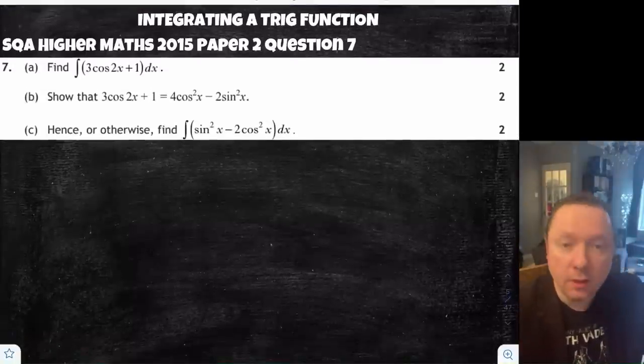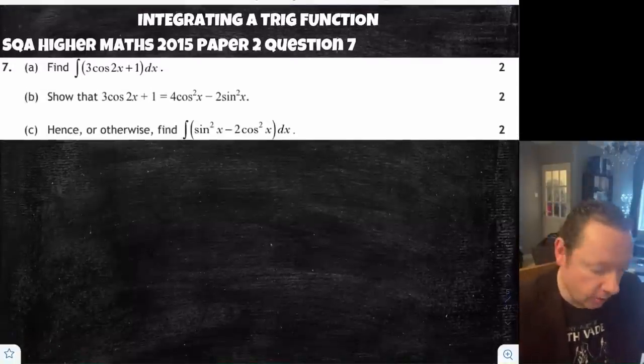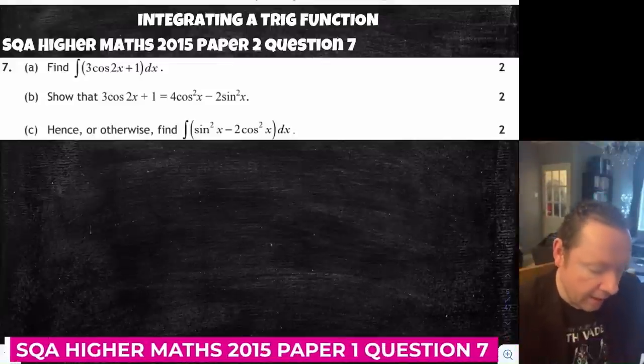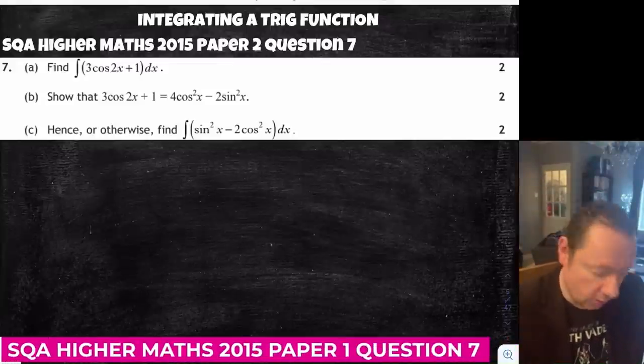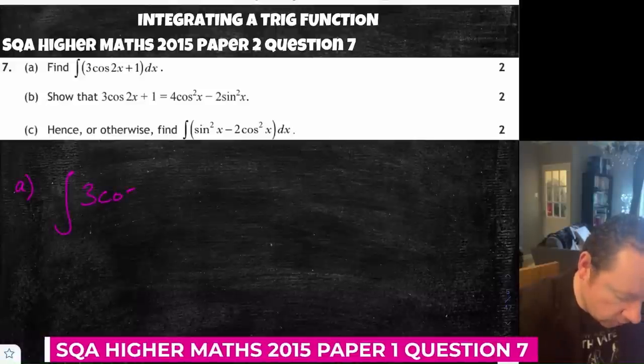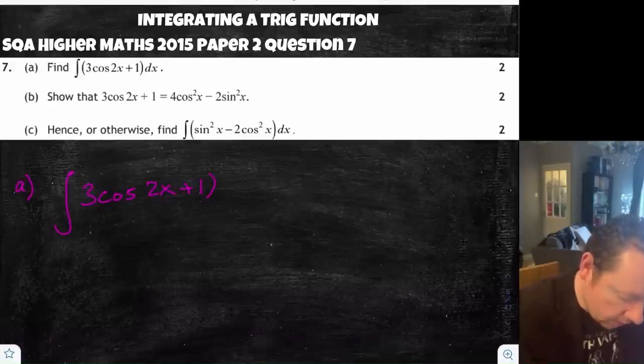Integrating a trig function, which also ties in with the chain rule. So we've got SQA Higher Maths 2015, paper 2, question 7. Part A, find the integral of 3 cos 2x add 1. So we've got the integral of 3 cos 2x plus 1 dx.